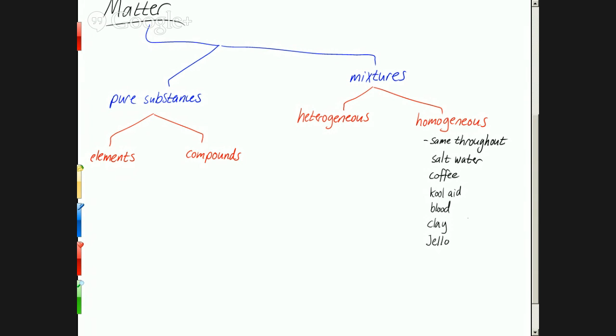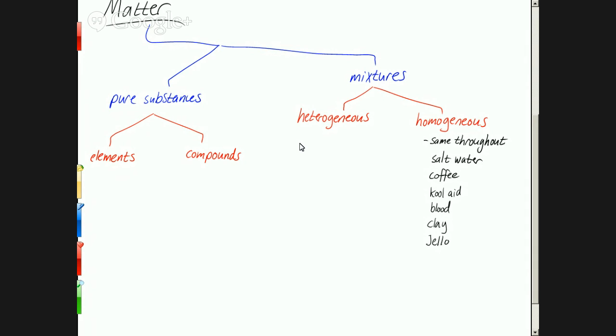Again, it kind of depends on your scale. If you get really close in there, you might see some clumps of some types. Here's an example: if you've been to a beach that has a lot of iron in it, you can see these kind of streaks of black in the sand. So in that case, it looks heterogeneous because there are clearly iron-rich spots and then spots with less iron. So again, it kind of depends.